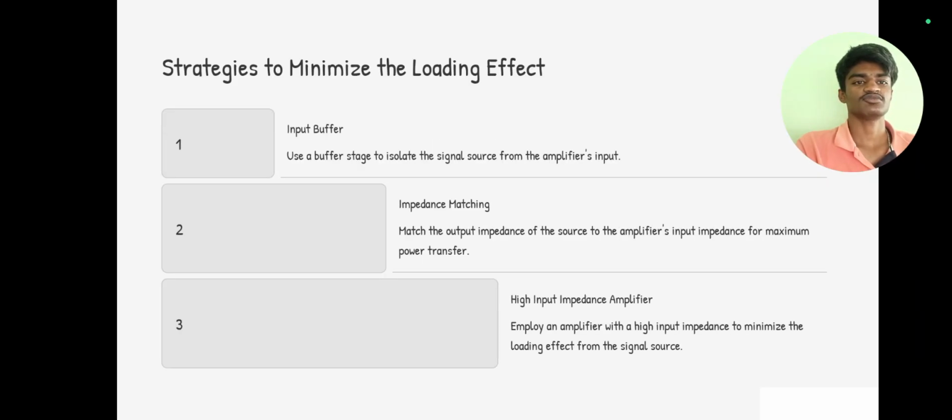The strategies to minimize the loading effect. First one is an input buffer. Use a buffer stage to isolate the signal source from the amplifier's input. The second one is input impedance matching. Match the output impedance of the source to the amplifier's input impedance for maximum power transfer. The third one is a high input impedance amplifier. Employ an amplifier with a high input impedance to minimize the loading effect from the signal source.